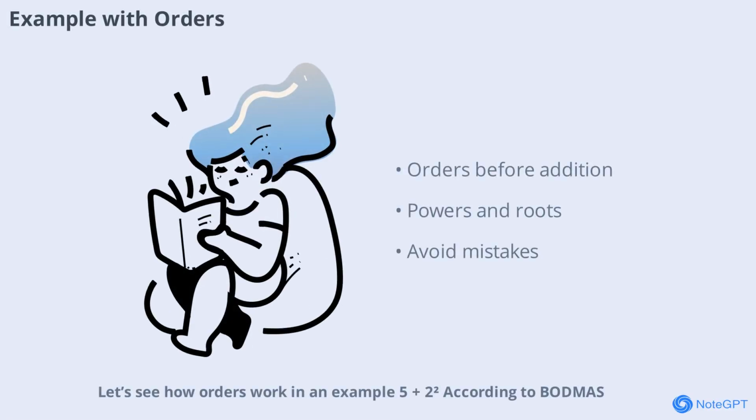See how orders work in an example: 5 plus 2 squared. According to BODMAS, you must solve the order, the square, before adding. So 2 squared is 4, then add 5 to get 9. If you added first, you'd get 7 squared, which is 49, a completely different answer. This example shows why it's crucial to handle powers and roots before moving on to addition or subtraction.